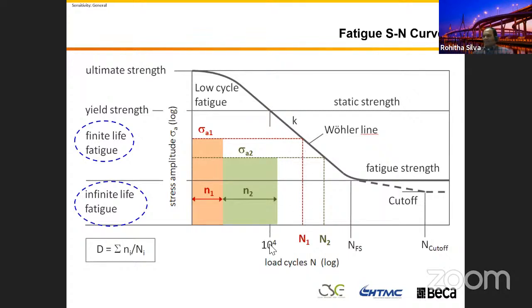For example, 10 to the power 4 and 2 million cycles is our standard one. You can calculate the fatigue strength for joints and everything you're going to see next. And then you compare that against your actual stresses in the structure. That is how we're going to design for fatigue.